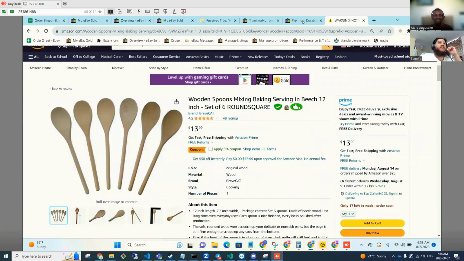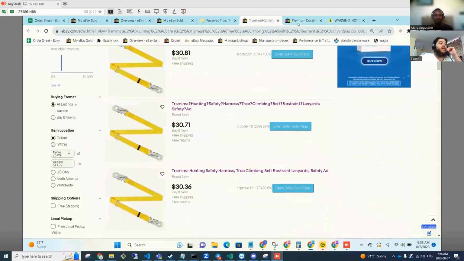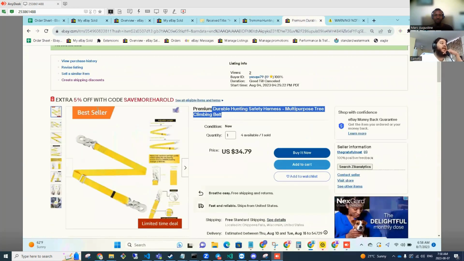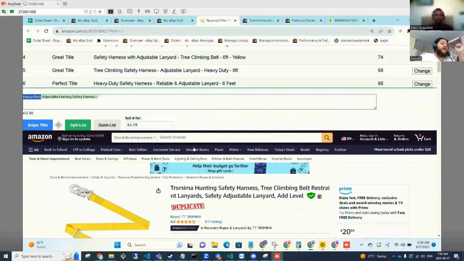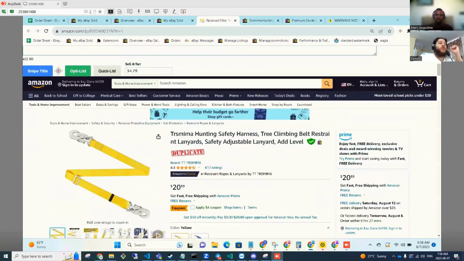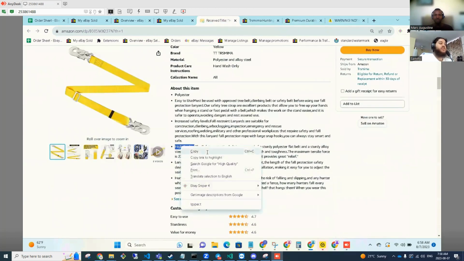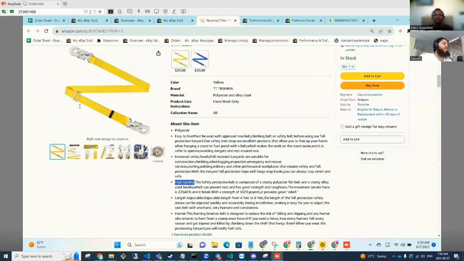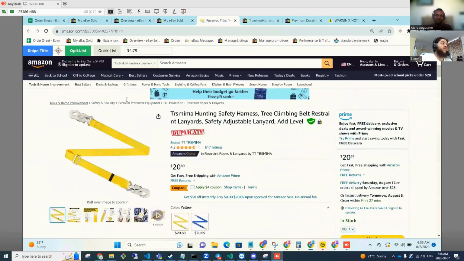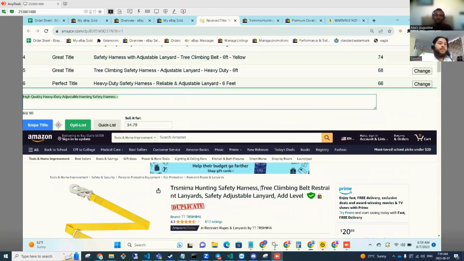Yeah. For this item right over here, we found that it had the word heavy duty inside the item specifics. We also find words like high quality. So what I would do is use whatever they said in the Amazon listing: high quality heavy duty adjustable safety harness. Then I would do this tree climbing belt, and I would actually remove the word adjustable and put it right over here. So read this title now.